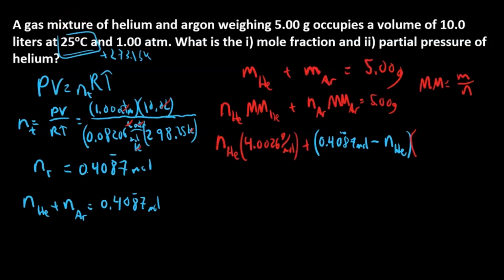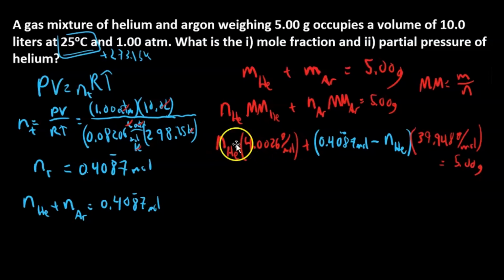And then we're going to multiply it by the molar mass of argon, which is 39.948 grams per mole. And all of that has to equal 5.00 grams. Great, so now we have one equation with one unknown. So we can collect like terms here. I'm going to do this a little bit quick, but see if you can see what I'm doing here. You can do another couple steps if you like.